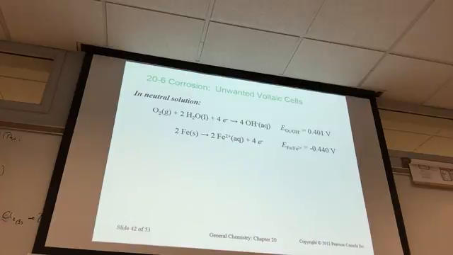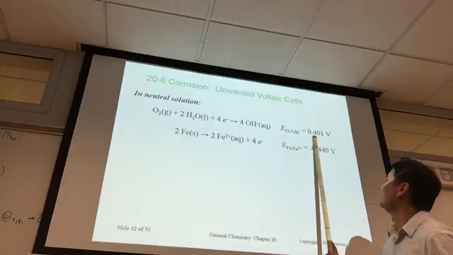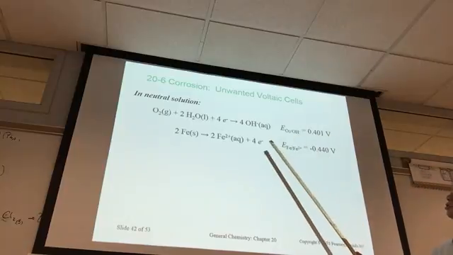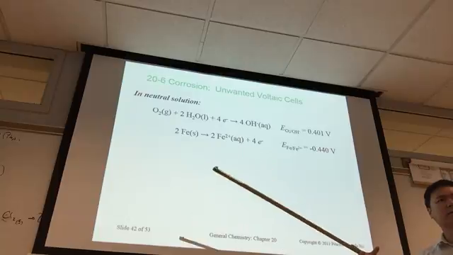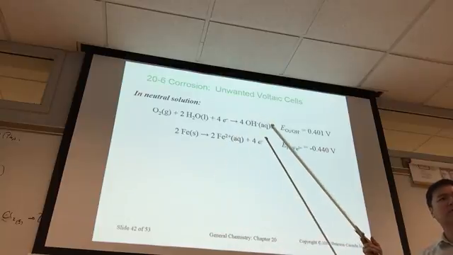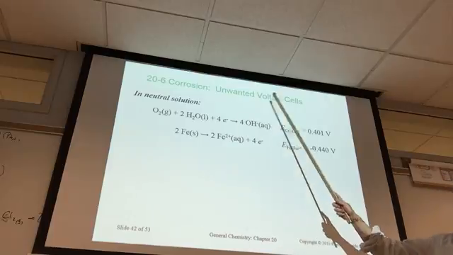This one has to be in basic solution. If you want the neutral one, we have to change it. It's not this voltage. If we want the neutral one, then we have to compensate for the different concentrations. So we have to do a Nernst type conversion to figure out the one at neutral, that is pH 7. So this is wrong.